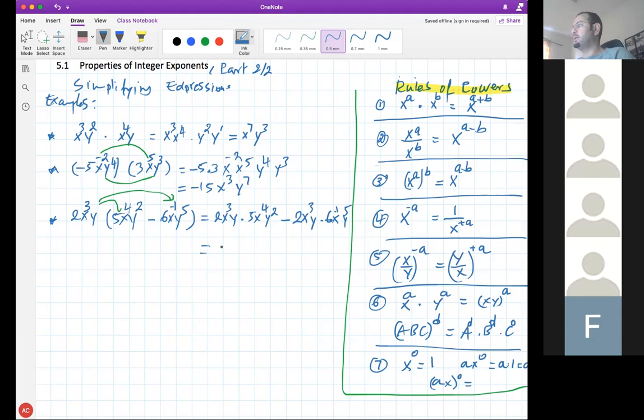So 2 times 5, that's 10. Then we have x^3 times x^4, that's x^7. Then we have y^1 times y^2. So the invisible one here, y^1 times y^2 is y^3.